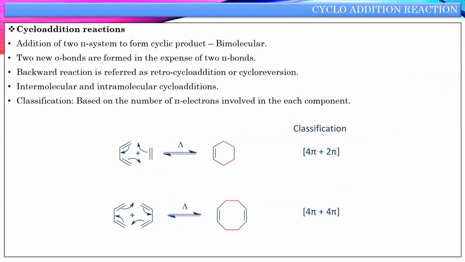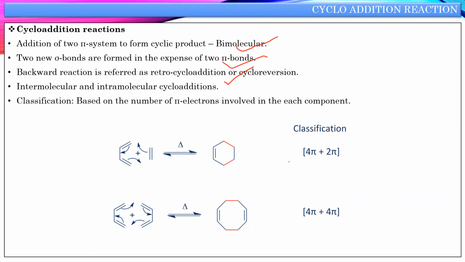Next one is the cycloaddition reaction. Electrocyclics are intramolecular. Cycloadditions are bimolecular. Addition of 2 pi systems to form cycloproducts is called bimolecular. Two new sigma bonds are formed at the expense of 2 pi bonds. The backward reaction is referred to as retrocycloaddition or cycloreversion. Classification is based on the number of atoms.